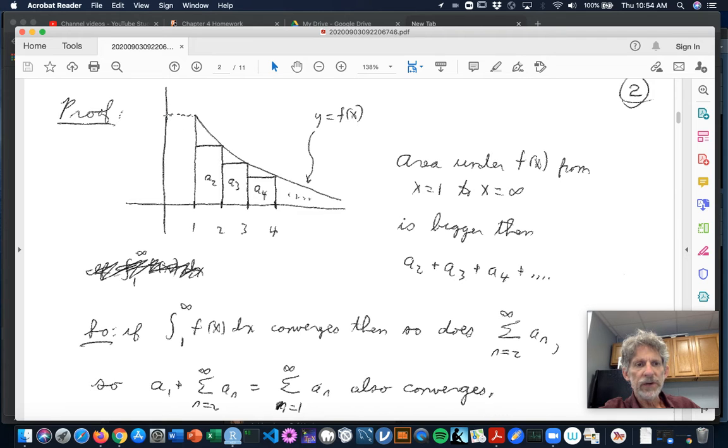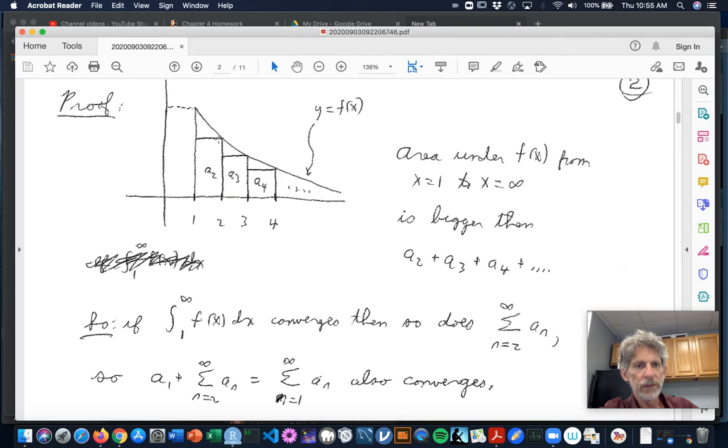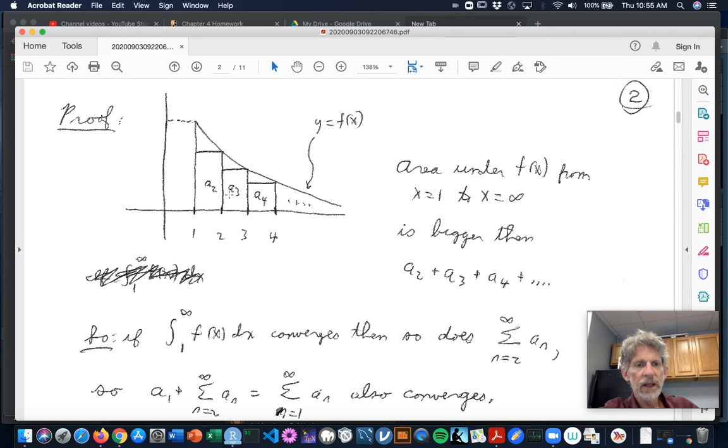But that rectangle does not lie underneath the curve. It's just out there to the side. Now look at this next rectangle. This rectangle's height is determined by f of 2 up here. That's a2. And so the rectangle has height a2 and base 1. Its area is a2. And similarly, there's a rectangle whose area is a3 between 2 and 3, a rectangle whose area is a4 between 3 and 4, and so on.